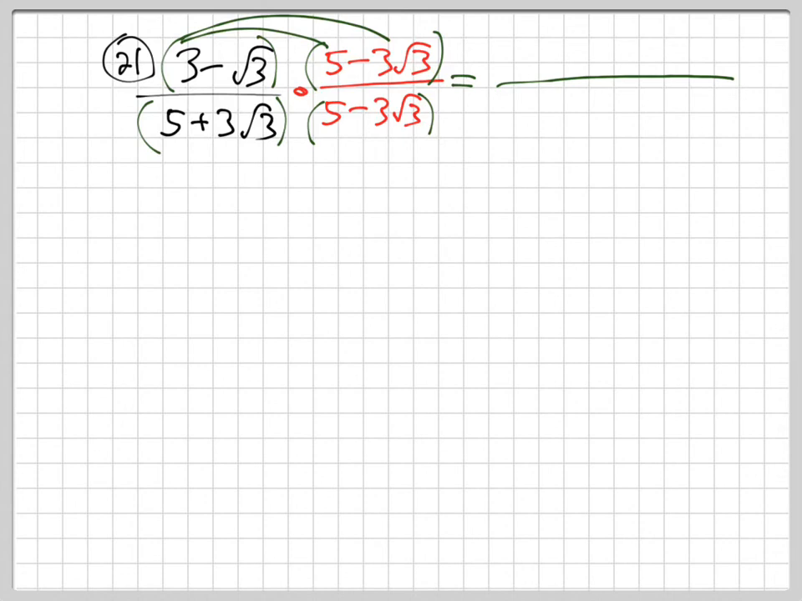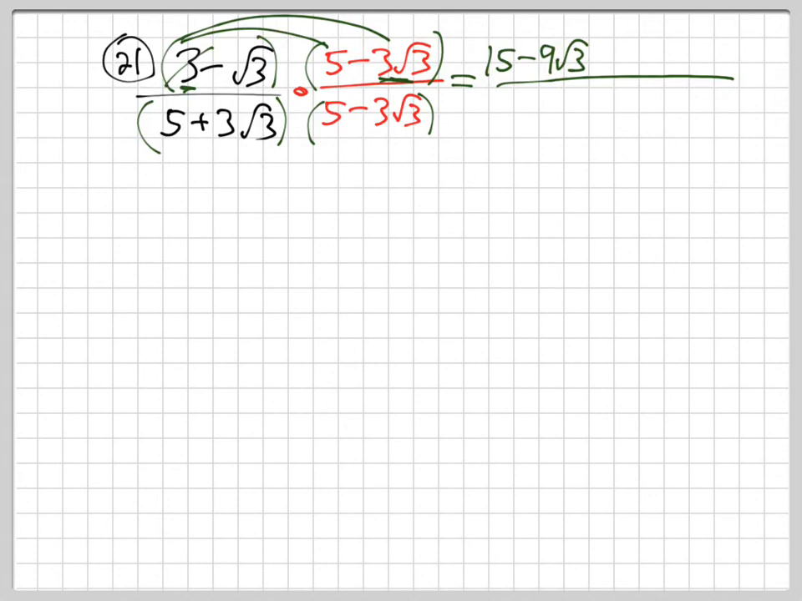Okay, now how does it work? How do we actually carry that out? So remember the rule: outsiders with outsiders, insiders with insiders. 3 times 5? 15. Now what about 3 times 3 root 3? 9 root 3, because the 3 multiplied the other 3 on the outside, right? Outsiders with outsiders. He's done.